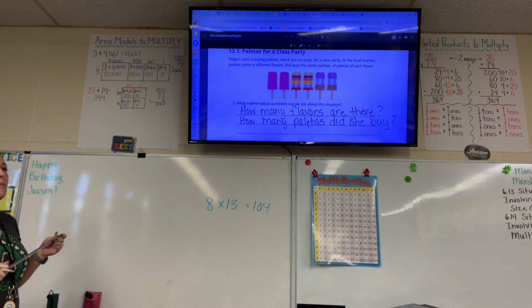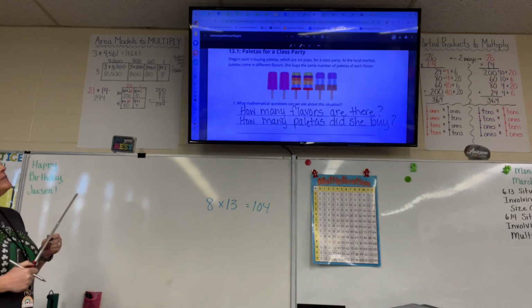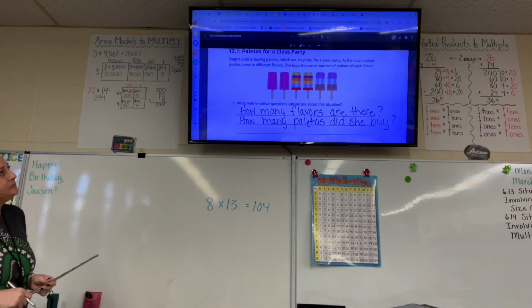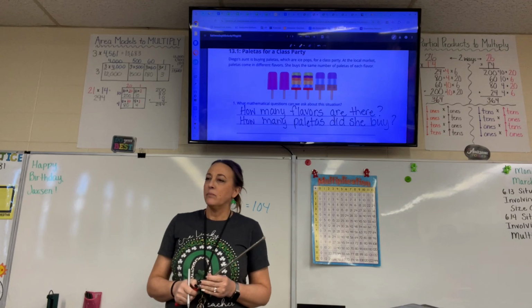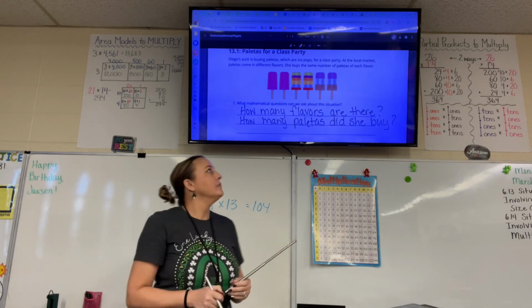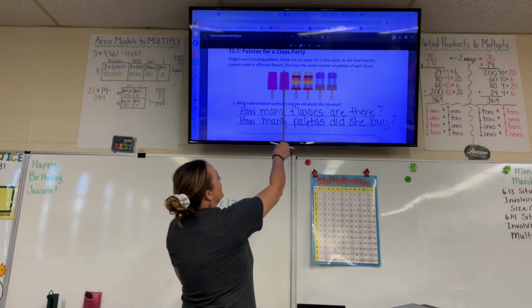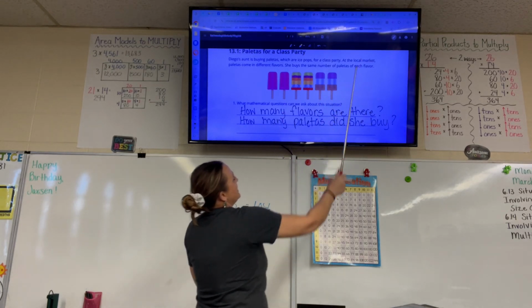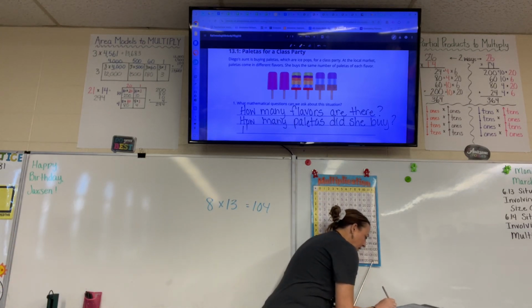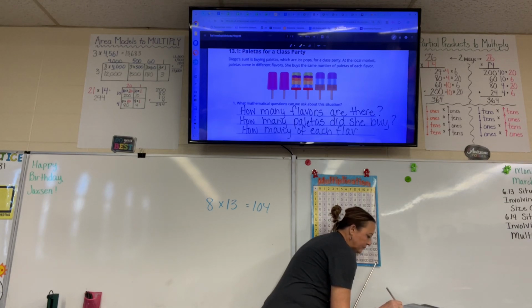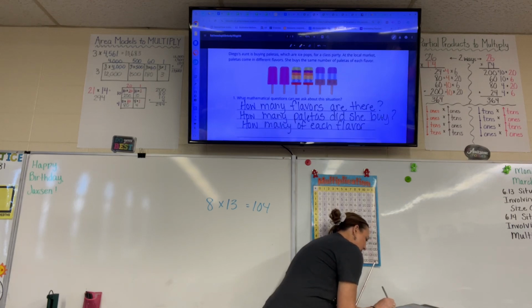How much money was it? You could get into the cost. You could. Could you ask how many of each kind it was? Yeah, because it says she buys the same number of pilates of each flavor, but you could say, how many of each flavor does she buy?